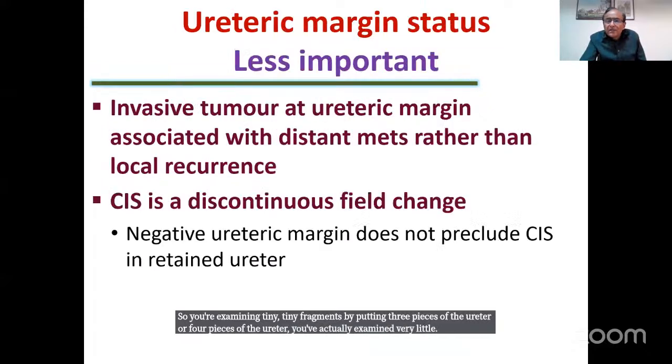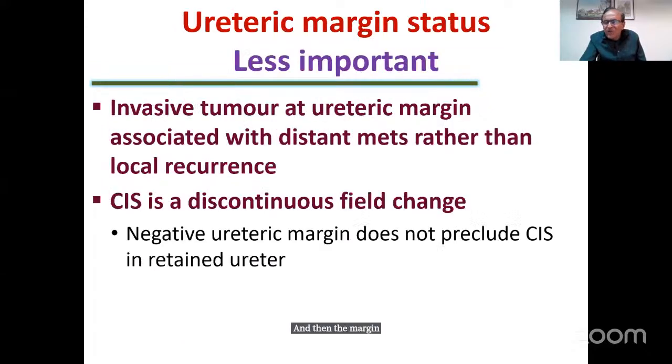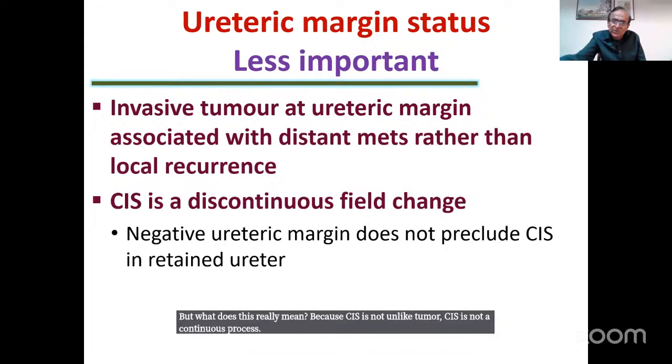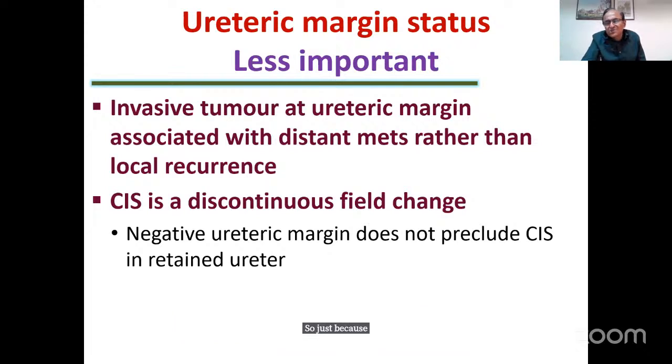And then the margin status. It's very common to take ureteric margins. But what does this really mean? Because CIS is not unlike tumor, CIS is not a continuous process. CIS is a discontinuous change. It's a field change, which is discontinuous. So just because the random line through which the surgeon's scalpel went did not have any CIS doesn't mean there can't be any CIS on the other side of that line.